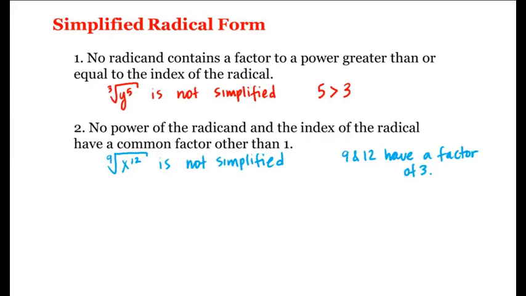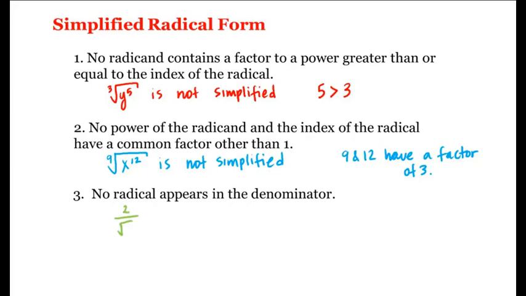The third property that needs to hold is that no radical appears in the denominator. For example, 2 divided by the square root of 7 is not simplified, because we have this square root of 7 in the denominator.